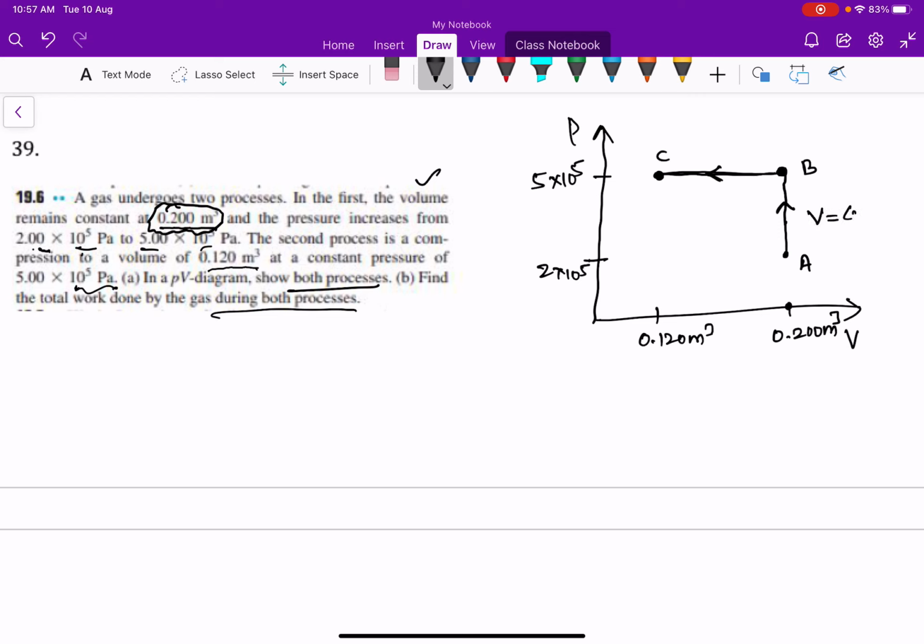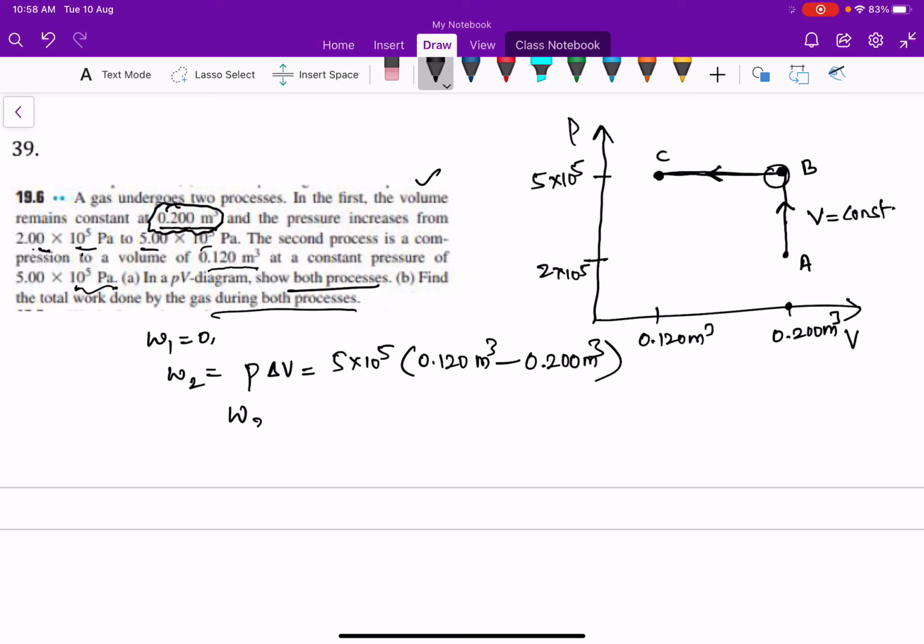In this case, volume is constant, so work done is equal to 0. In the first case, work done is equal to 0. And in the second case, W is nothing but P delta V. So here P is how much? 5 into 10 to the power of 5. Pressure is constant. And the volume change is final volume 0.120 meter cube minus initial volume 0.200 meter cube. You will get negative work done because it is work done on the gas by the surroundings. Okay, you will get the answer for this by doing so.